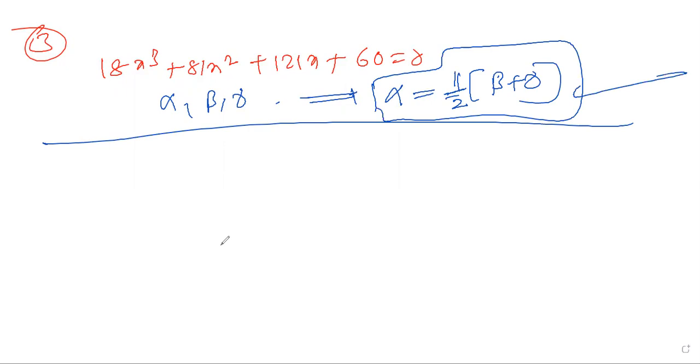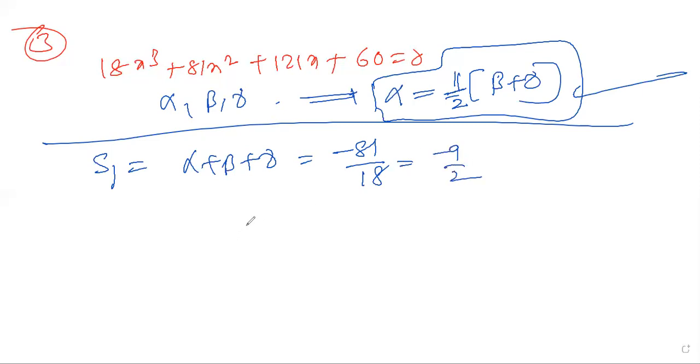Now, let us take S1 or S2 or S3, whichever is comfortable. I'll take S1 for my convenience. What is S1 here? S1 means alpha plus beta plus gamma. The answer is minus 81 by 18. After this, if you go for the 9 table, what answer do you get? Minus 9 by 2.